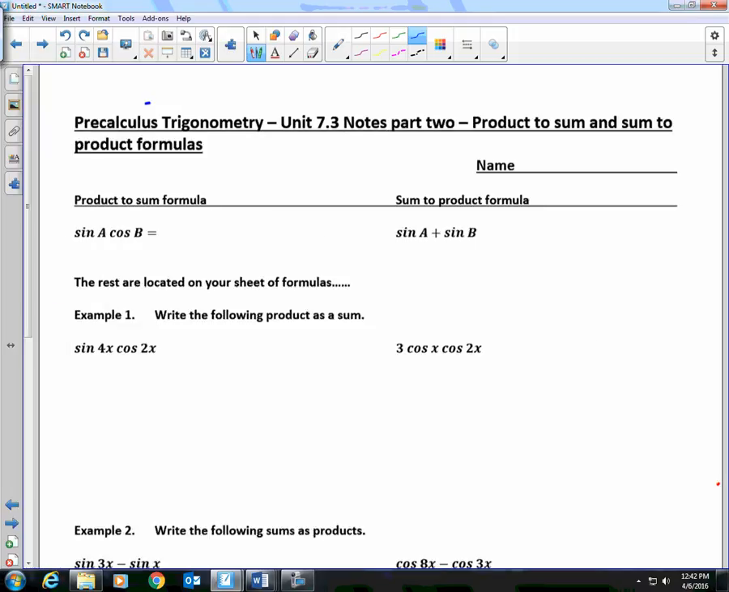So let's do one more small piece together. Please make sure you can reference your formula sheet. That will call us good to go.